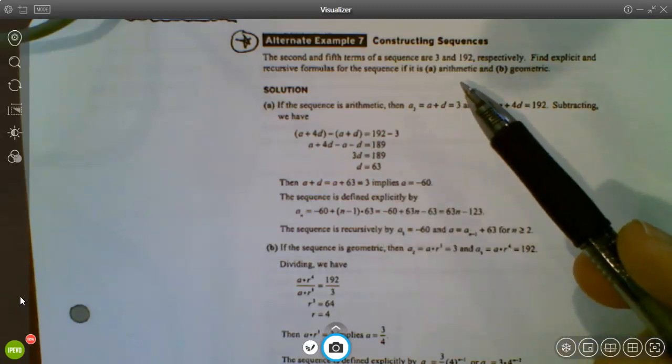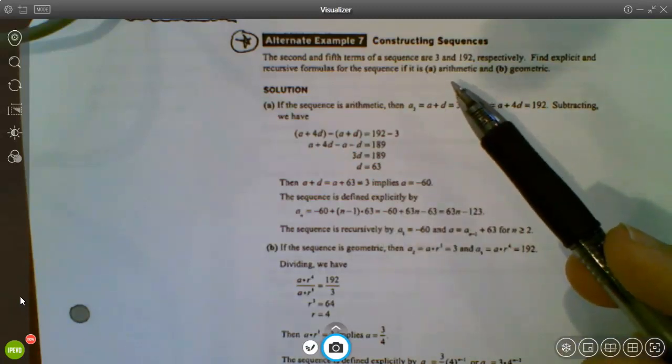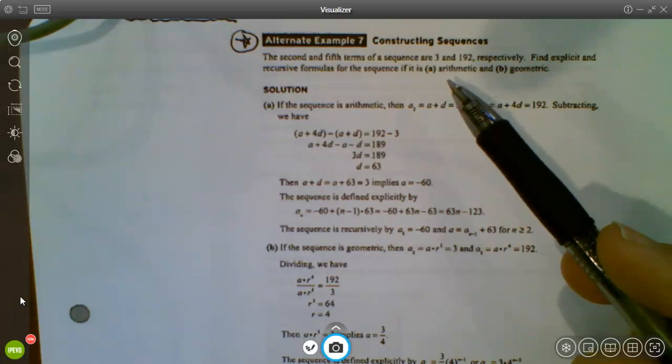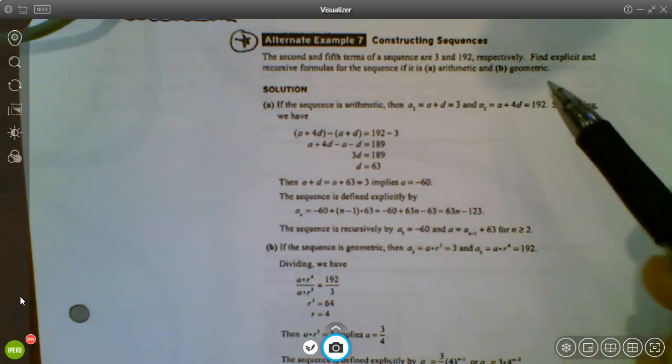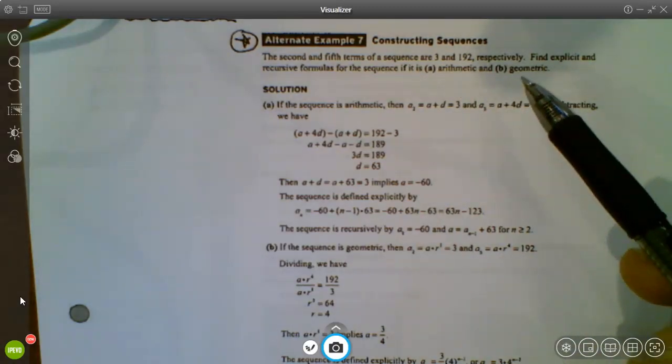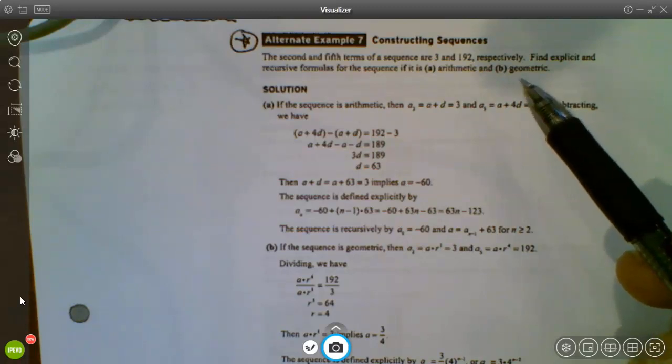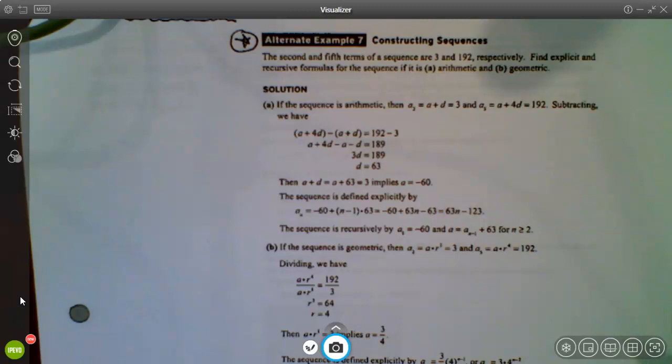When it comes to arithmetics, remember that these are linear patterns. And so for these guys, we can solve this using elimination. When it comes to geometric, we tend to solve those using substitution, not elimination. So that's kind of what we're going to be looking at as we go into these guys.